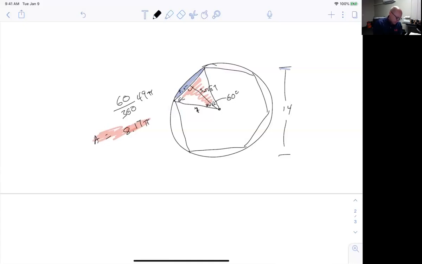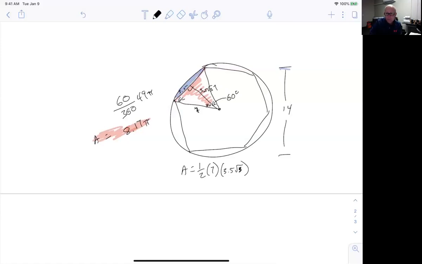Okay, so let's find the area of this triangle. I'll take the length of the base, which is 3.5 plus 3.5, it's 7, it's the equilateral triangle. So the area of the triangle is 1/2 the base, which is 7, times the height, which is 3.5 root, or sorry, root 3. That's a 3 in there. Okay, so that's the area of the triangle.